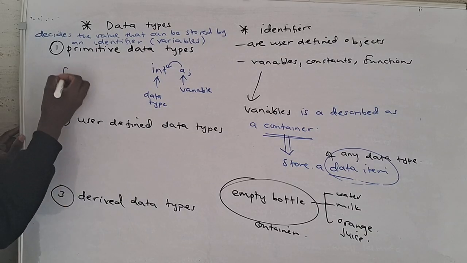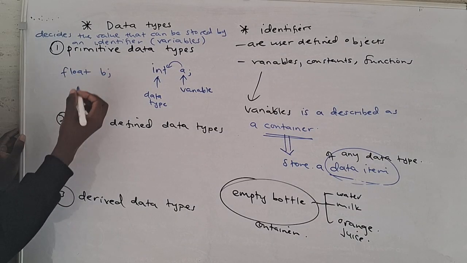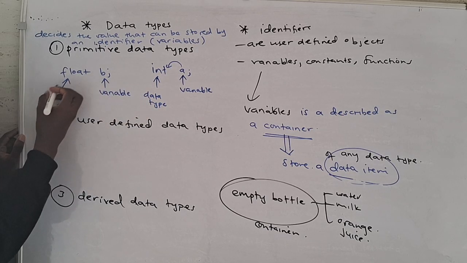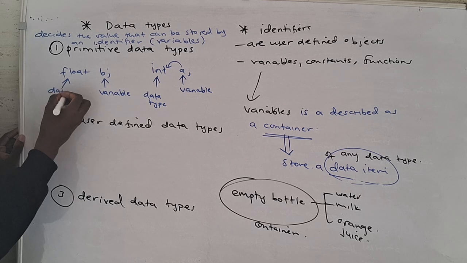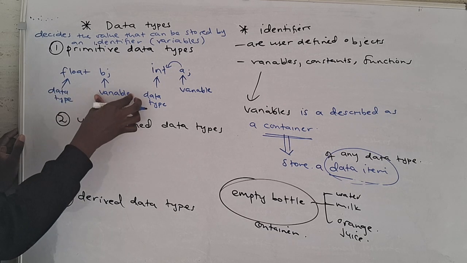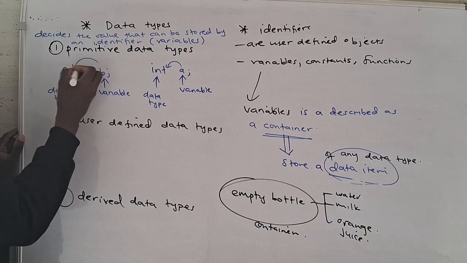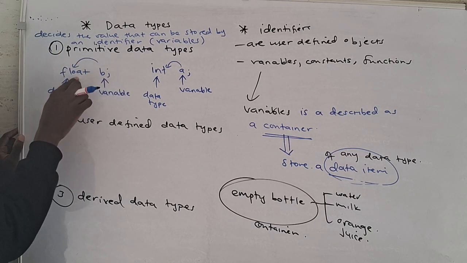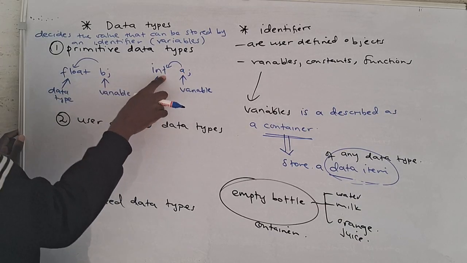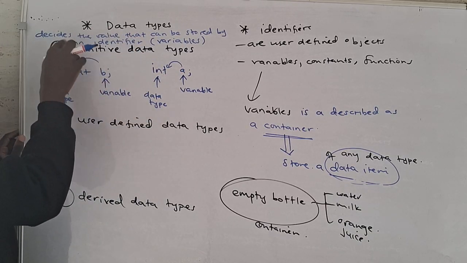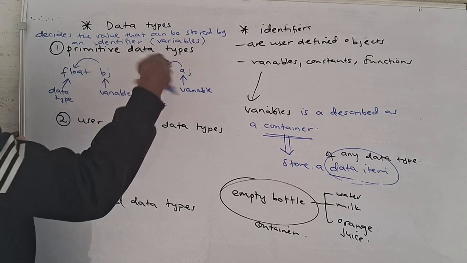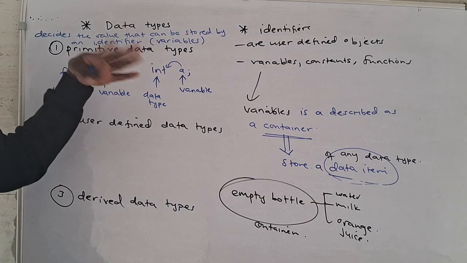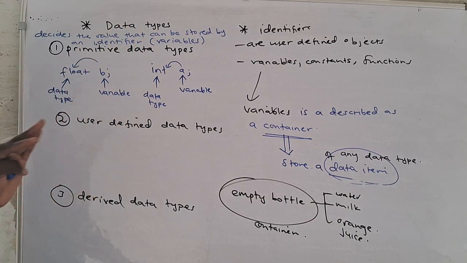If you write float b semicolon, this is also a variable. Float is also a data type. This simply means this variable is going to store a decimal number. Float simply means decimal number. B is going to store a decimal number. A is going to store an integer. So the data type decides the value that can be stored by an identifier.